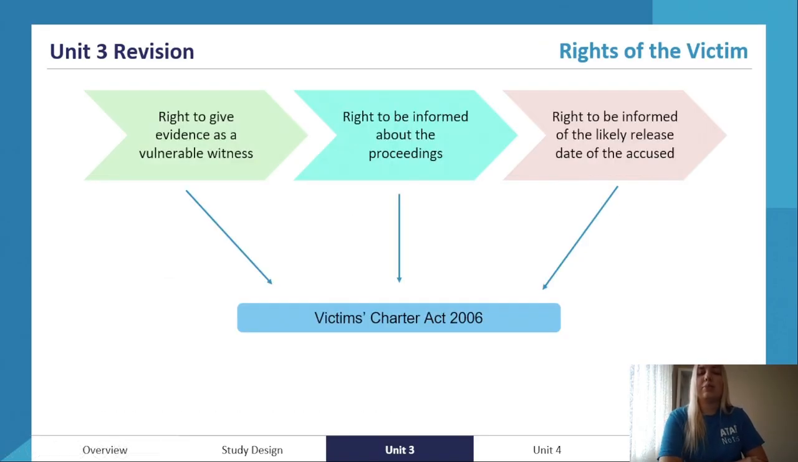Now, the rights of the victim include the rights to give evidence as a vulnerable witness, to be informed about proceedings, and to be informed about the likely release date of the accused. And they're all stated in the Victims Charter Act 2006.